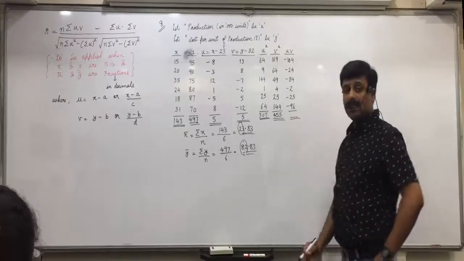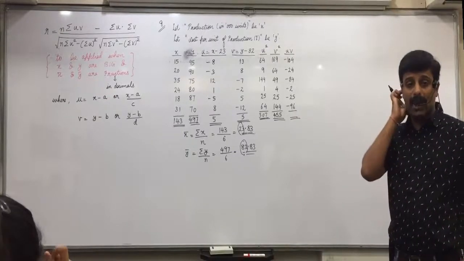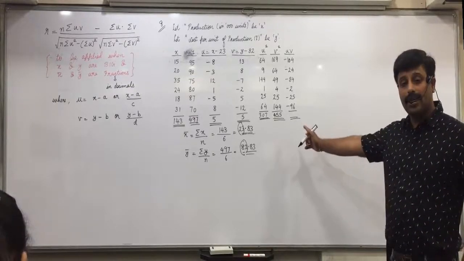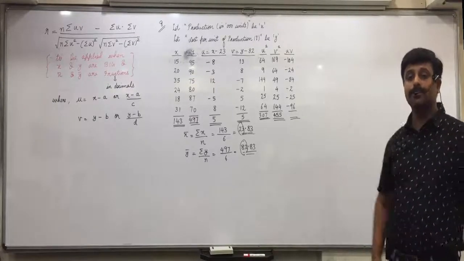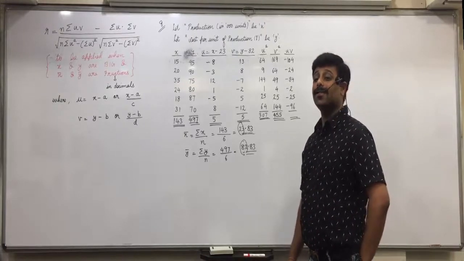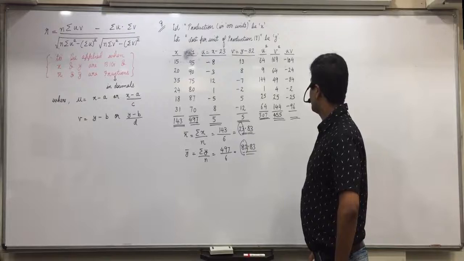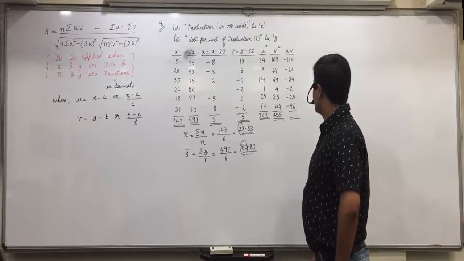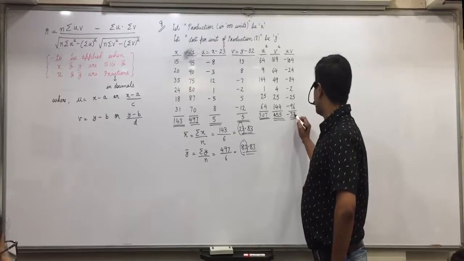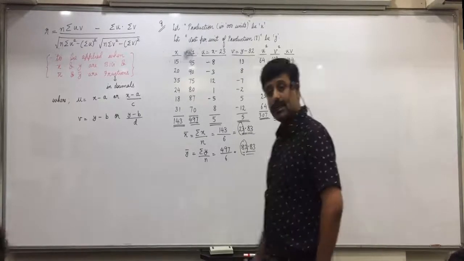Yes, 8 into minus 12 minus 96. Okay, I'm doing it on the board. Please don't talk in between. Is everyone clear with this? Tell me the total. 312. Then minus 335. Do you all get this?